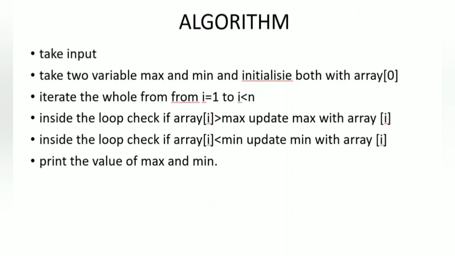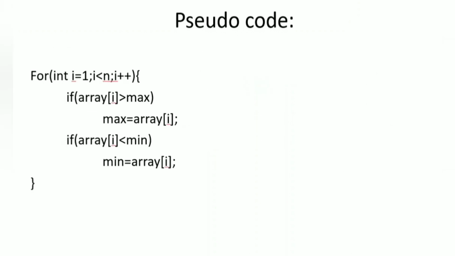Then we iterate the whole array from 1 to n, and inside the loop we have to check if any value of the array is greater than max, then we will update the max with that value. Similarly for minimum, if any value of the array is less than minimum, then we will update the minimum with the value of the array. After the whole traversal, we will print the value of max and min.